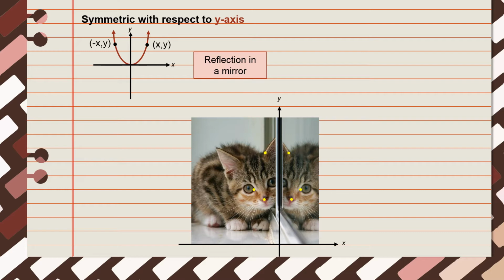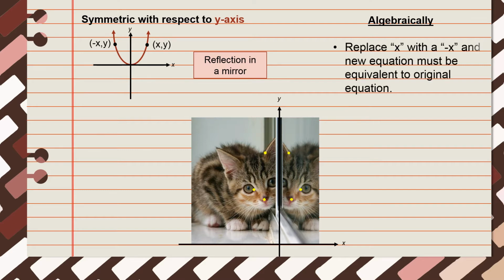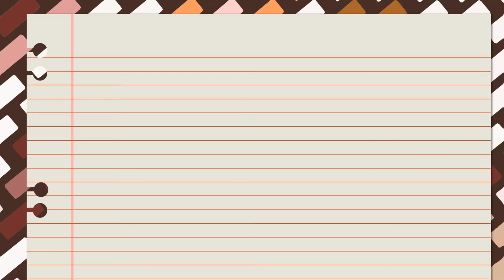So we can see that visually, but what about algebraically? Well, just like we found, it simply means you will replace the x value with a negative x, and the new equation must be equivalent to the original equation. Now, what must be left? We've already talked about the x-axis and the y-axis. Well, next is symmetric with respect to the origin.